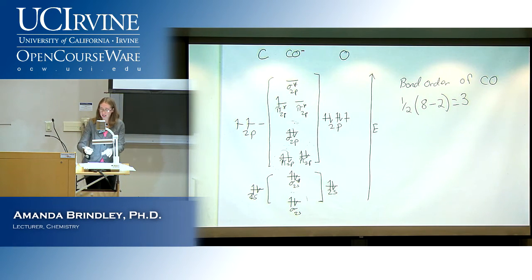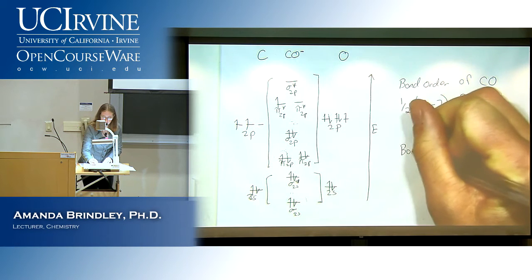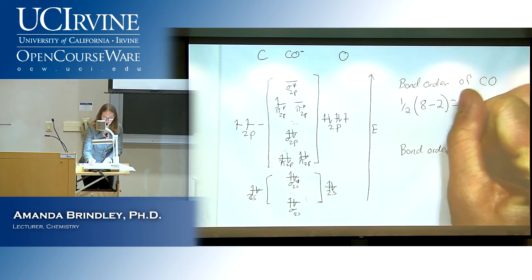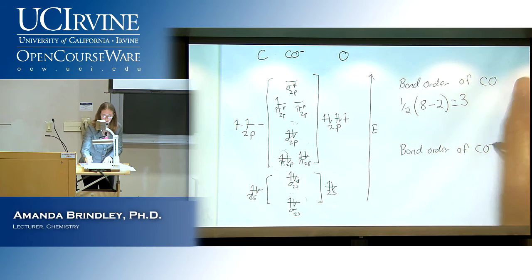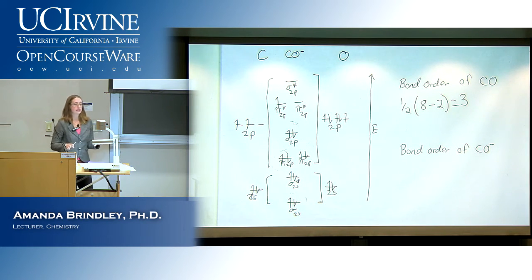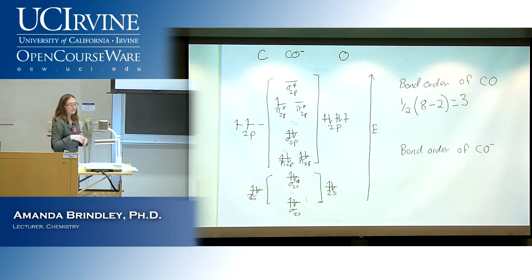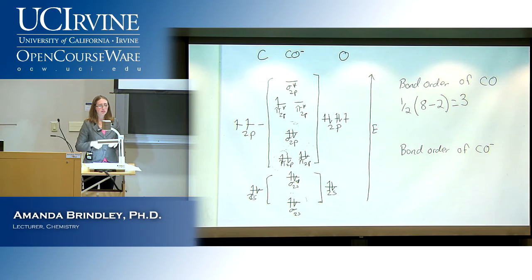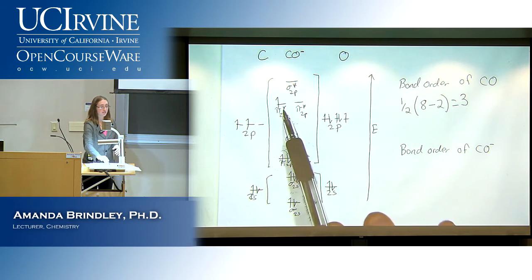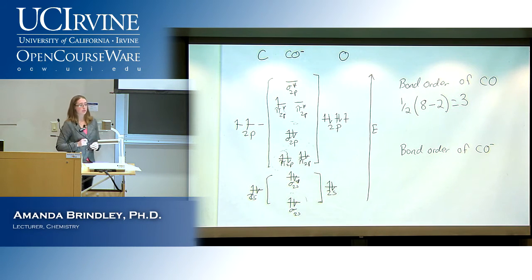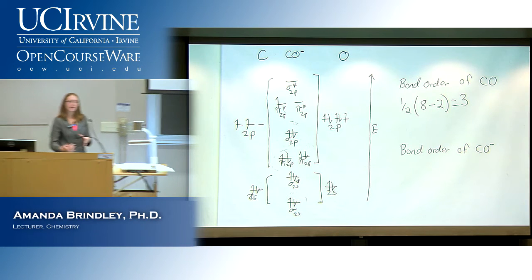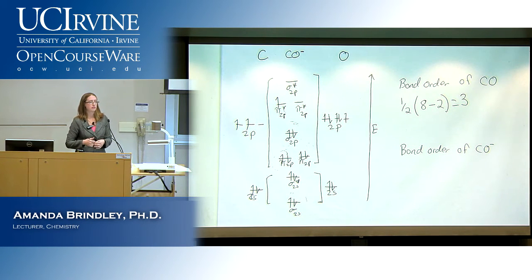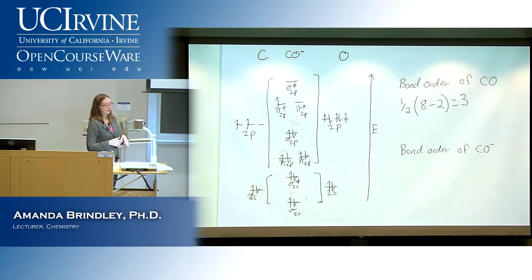Now, let's look at what that does to the bond order. So before we bother calculating it, which we'll do in a sec, let's think about what it would do. We added an electron to a bonding orbital or an antibonding orbital? Antibonding, right? It has a star. So we added it to an antibonding orbital. Does that mean it's going to add to the bond order or take away from the bond order? It's going to take away, right? It's antibonding. It stops it from bonding as well.